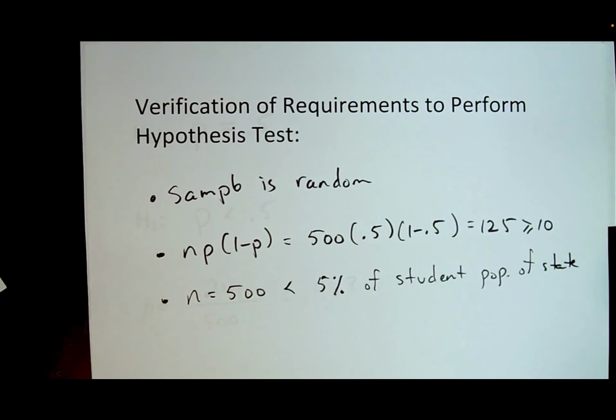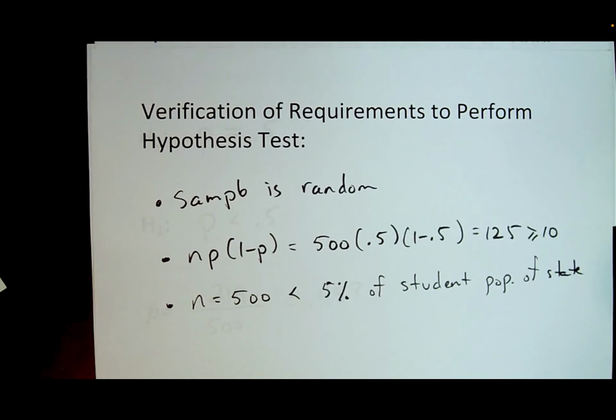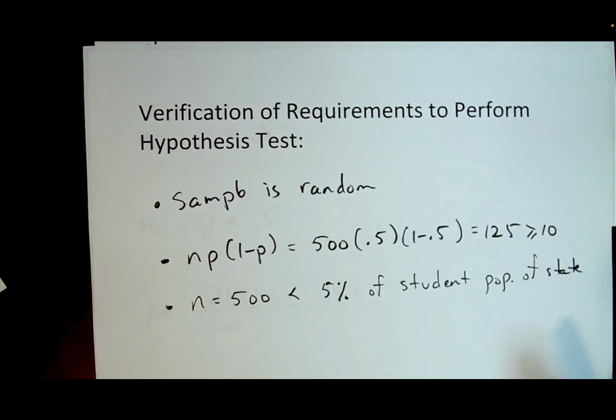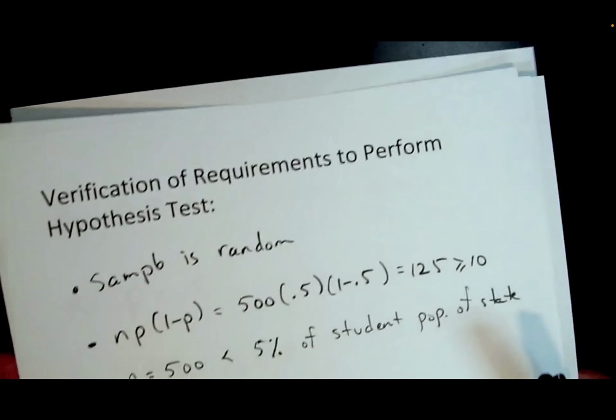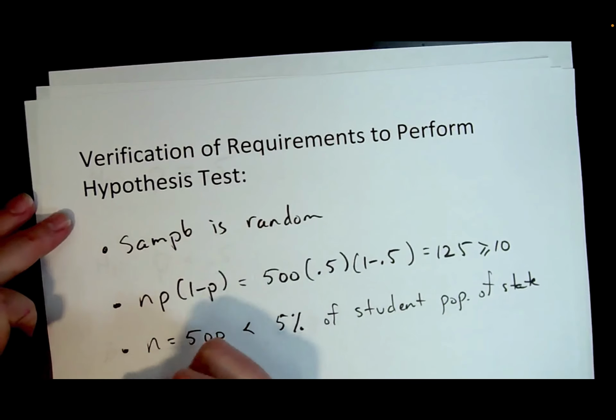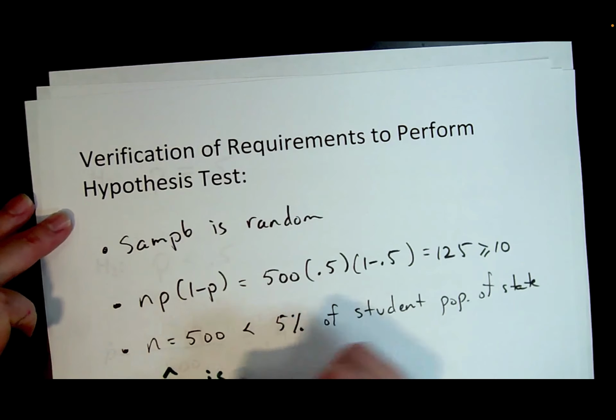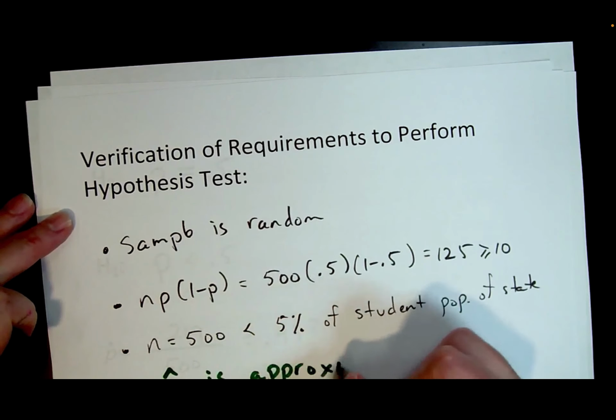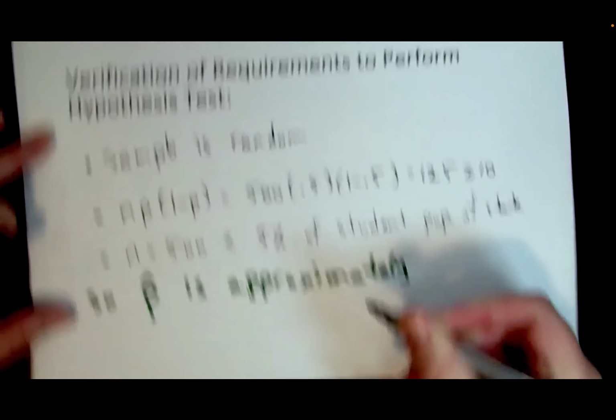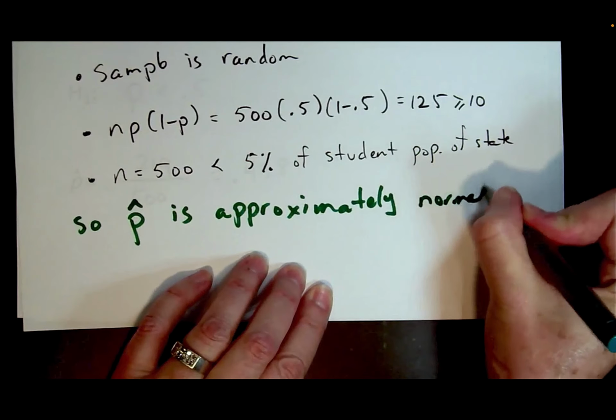So the three requirements for p-hat being approximately normal are satisfied, which means we can go on and use this method where we're using the standard normal table to come up with probabilities for p-hat. Remember, if p-hat wasn't a normal distribution, then we wouldn't be able to use the standard normal to get probabilities for it. And maybe let me actually conclude that here. So p-hat is at least approximately normal.